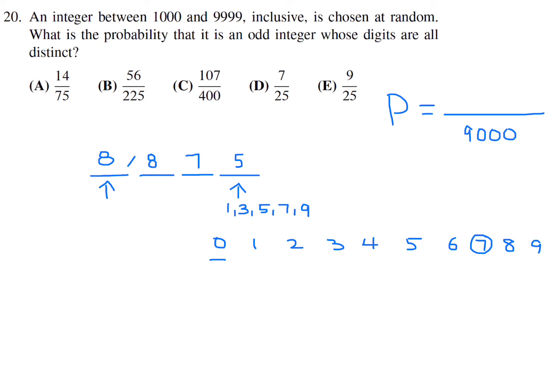Okay, so now I have to multiply these all together. And when I do 8 times 8 times 7 times 5 is 2240. And when you bring this down to lowest terms, you get 56 over 225. And therefore, number 20, the answer is B.